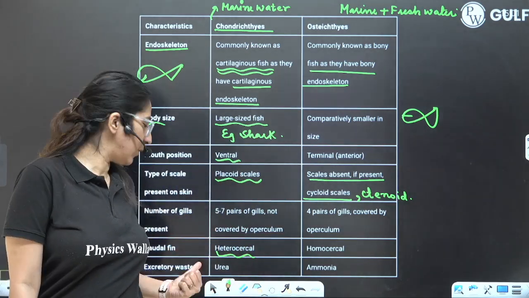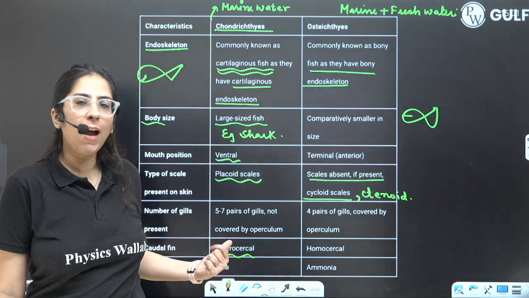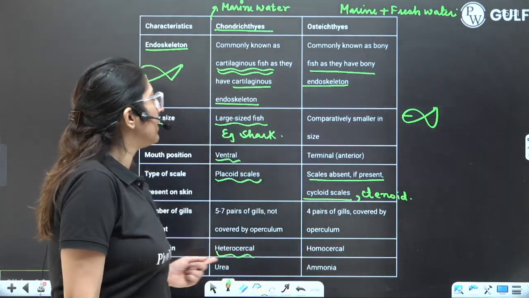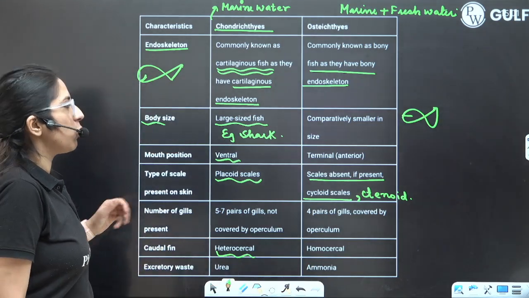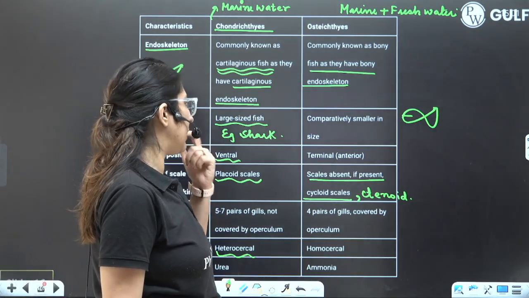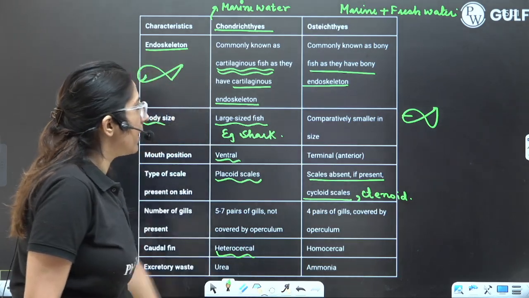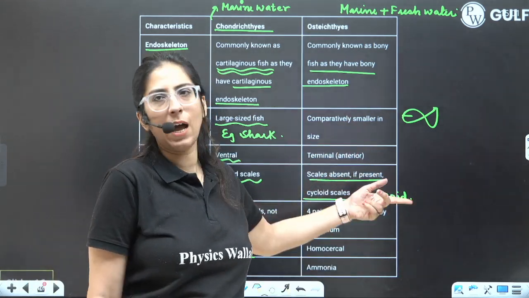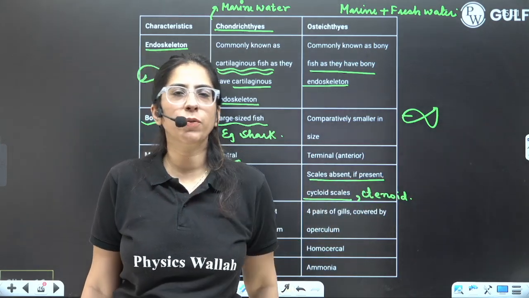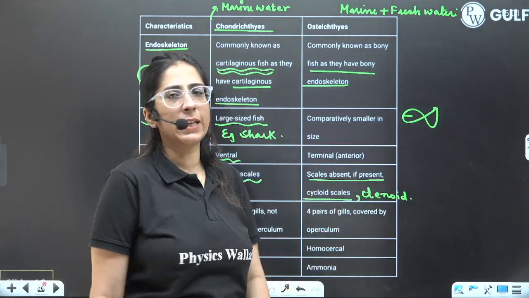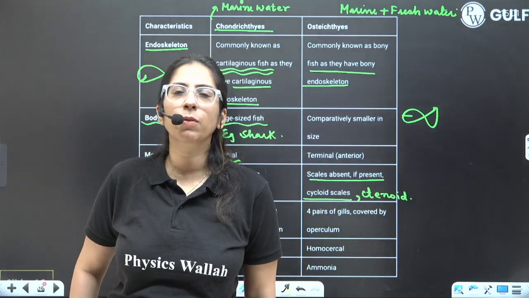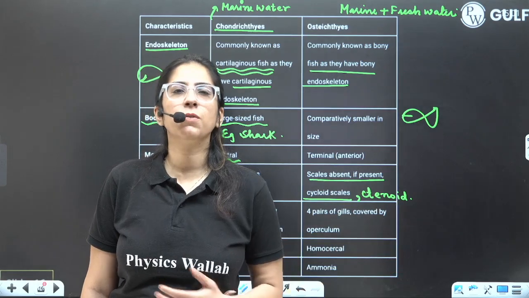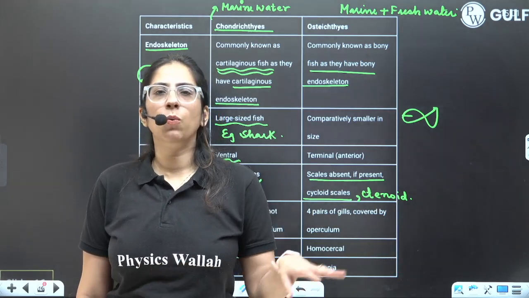So what do they eliminate? Urea. And what do these eliminate? Ammonia. Yes. What else? Operculum we have done. These fishes we can keep in the aquarium also, in our home aquarium. We normally keep Osteichthyes, because you know, from where do we fill water? We take tap water and we just keep these fishes in our aquarium.